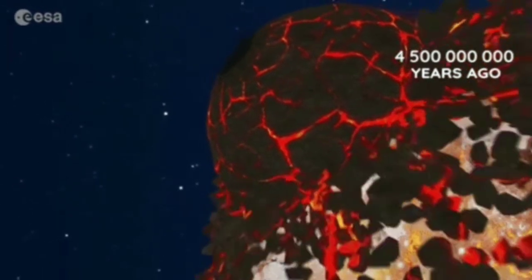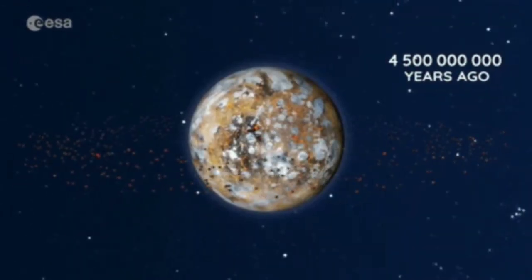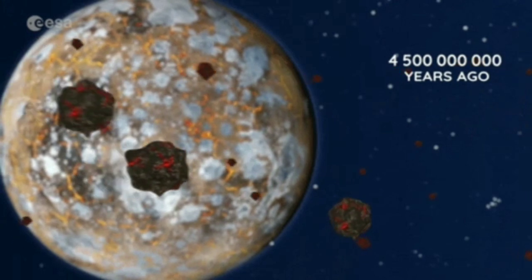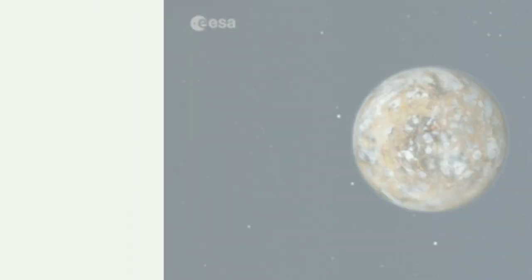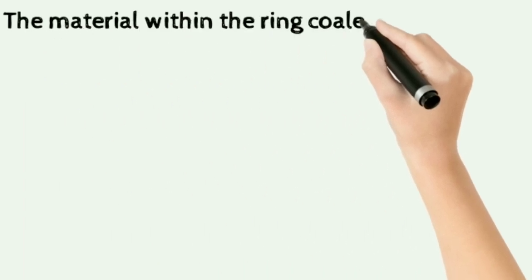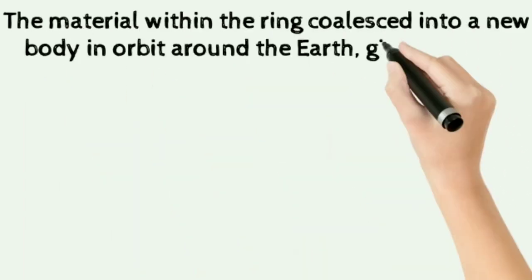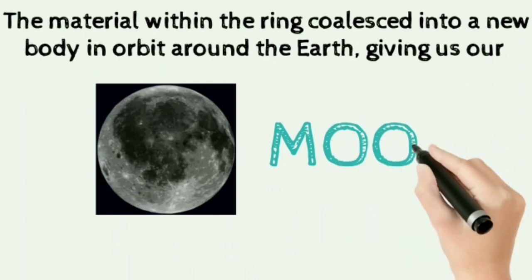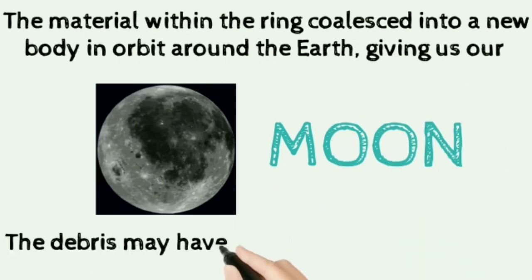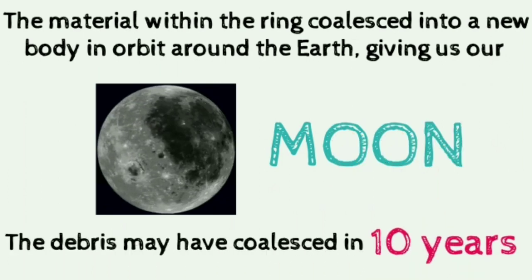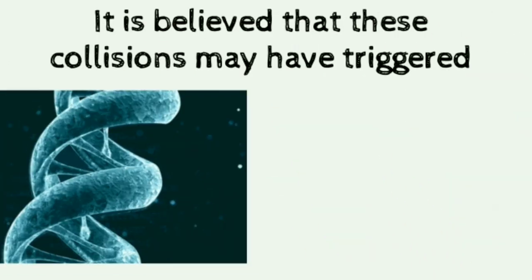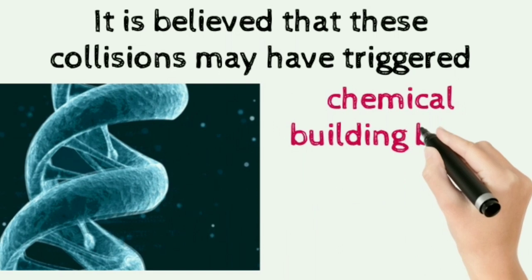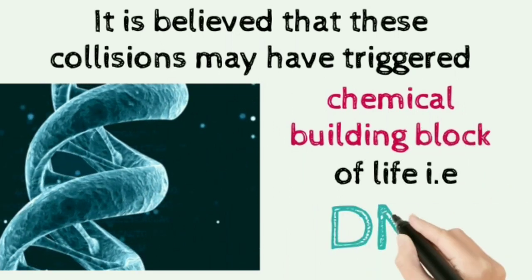Theia's metal core merged with Earth's core, and debris from the outer silicate layer was cast into space. The material within the ring coalesced into a new body in orbit around the Earth, giving us our Moon. The debris may have coalesced in 10 years. It is believed that these collisions may have triggered the chemical building block of life, that is, DNA.